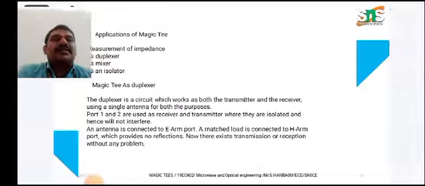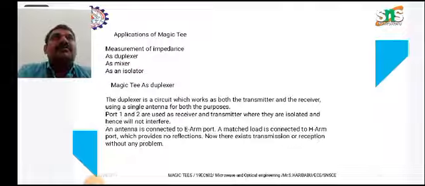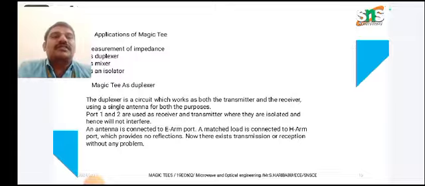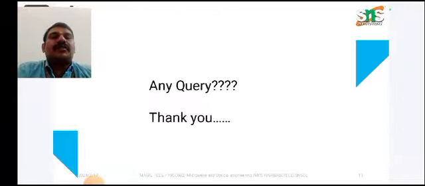The applications of magic T: it is used for measurement of impedance, as a duplexer, as a mixer, and as an isolator. So magic T as a duplexer: it is a duplexer circuit, which means the input will be sent from one section to another section and from the other section back to the same section. That is, the reverse operation will be obtained. So the main duplexer application is applied for those things. Okay, any query? Thank you.